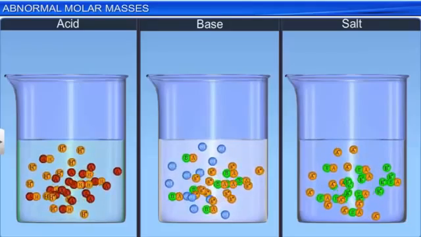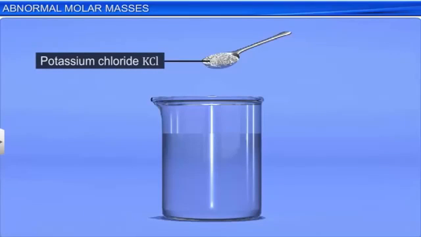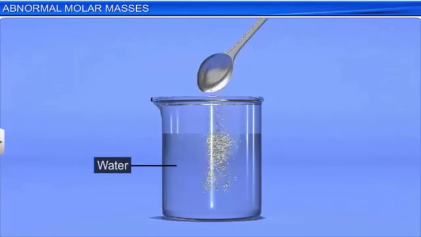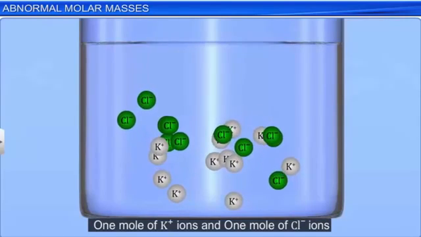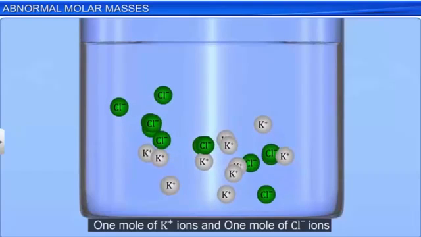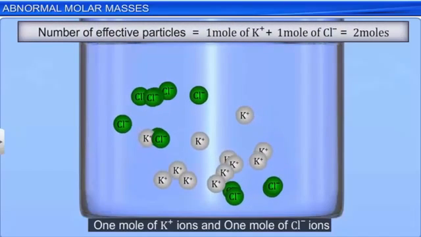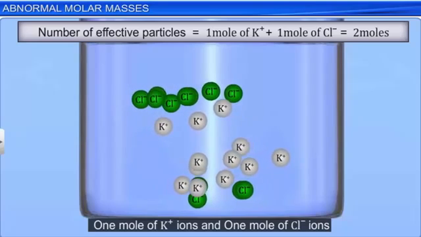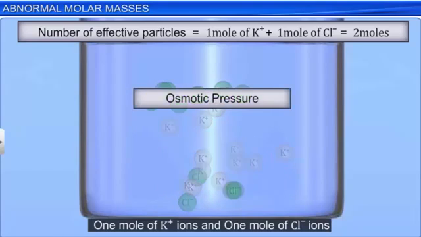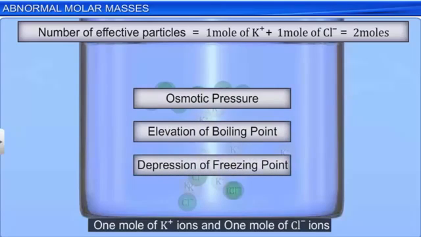For example, if 1 mole of potassium chloride, KCl, is dissolved in water, then the aqueous solution contains 1 mole of potassium ions and 1 mole of chloride ions. In such cases, the number of effective particles in the solution increases, and therefore, the observed colligative properties like osmotic pressure, elevation of boiling point, and depression of freezing point are much higher than those calculated on the basis of undissociated single molecules.